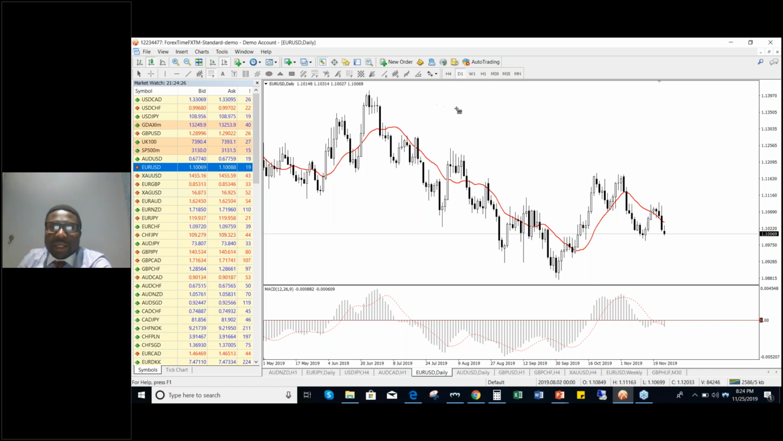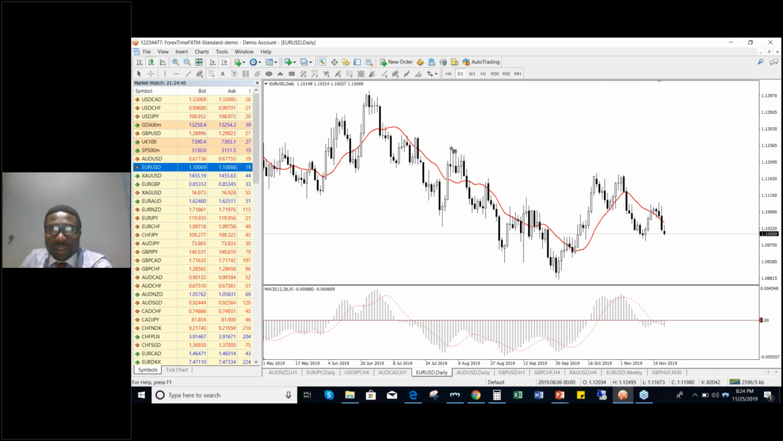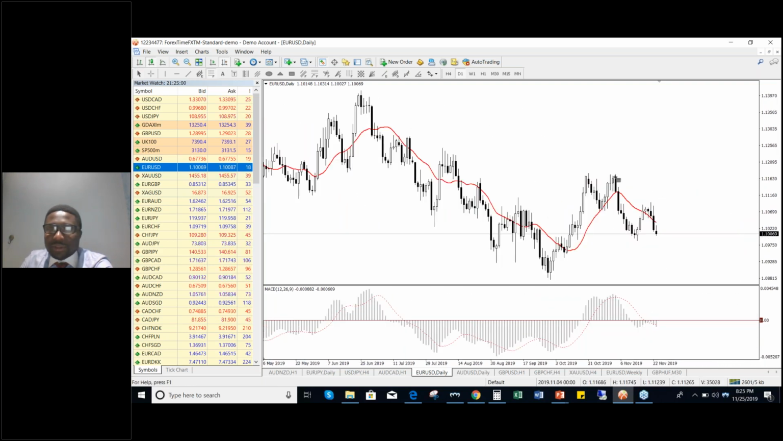So I click and I drag. Let me do that again. I'm on Insert, Fibonacci, and Retracement. I click and I drag. I need to draw it somewhere where we can see everything. Okay, let me draw it here.